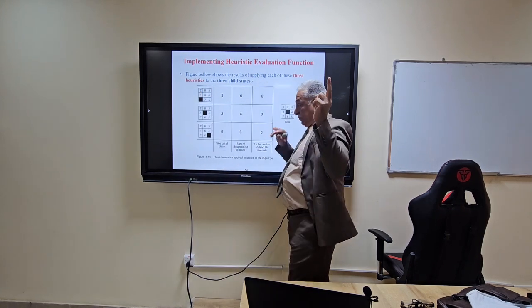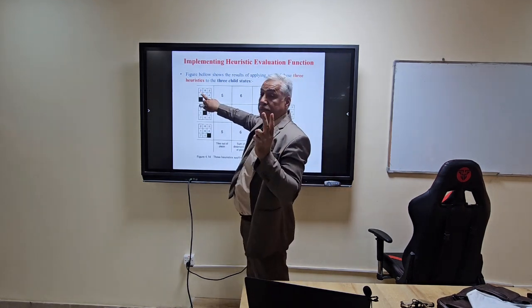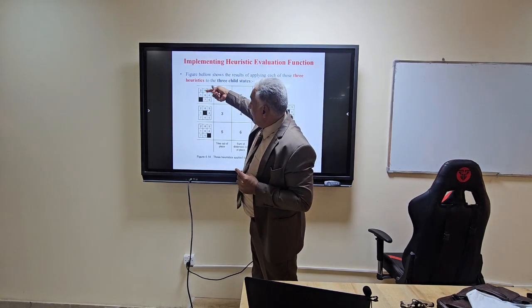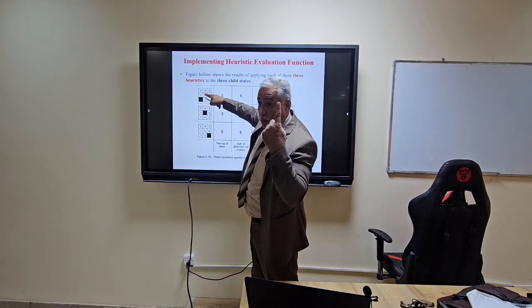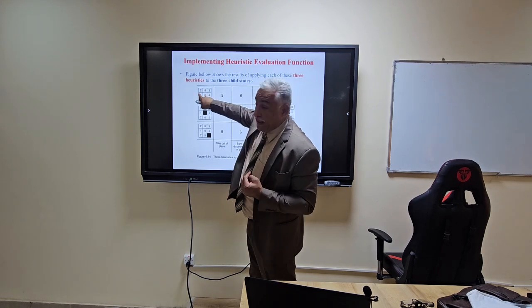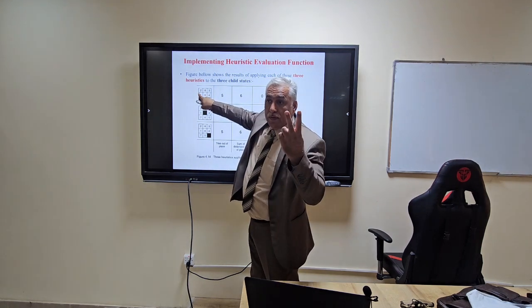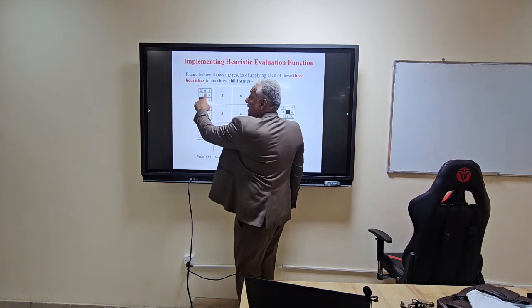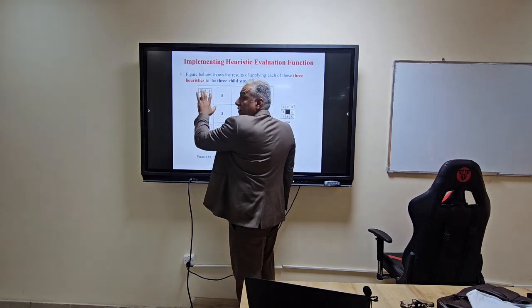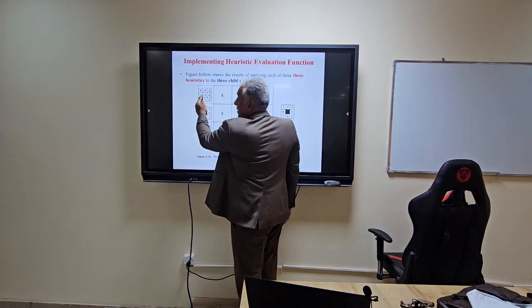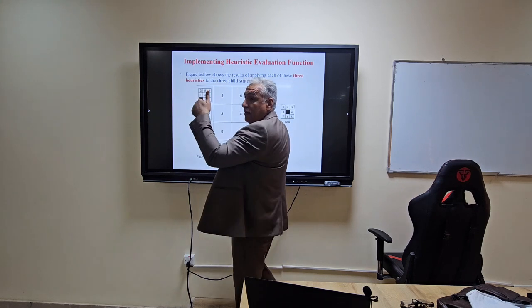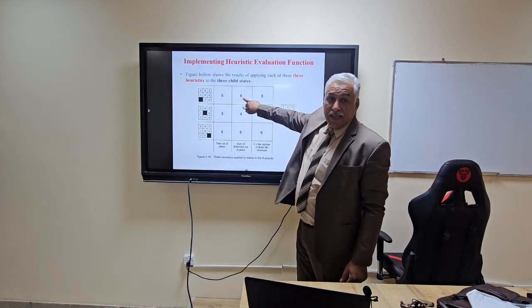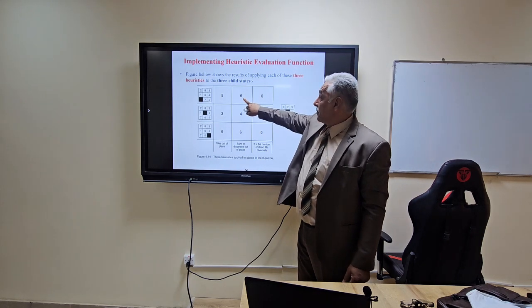Now 2. The distance is 2. But 8, I move it here, this is 1, and move from here to here, 2. Now, 2 plus 2 is 4. And 6 needs 1, now 5. 7 here, this one, 5 plus 1 is 6. Thus, the sum of the distance out of place is 6.